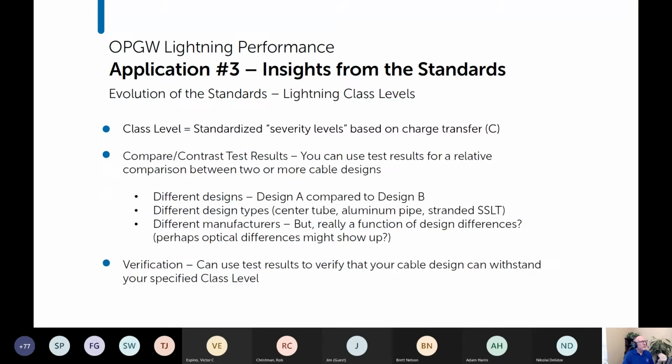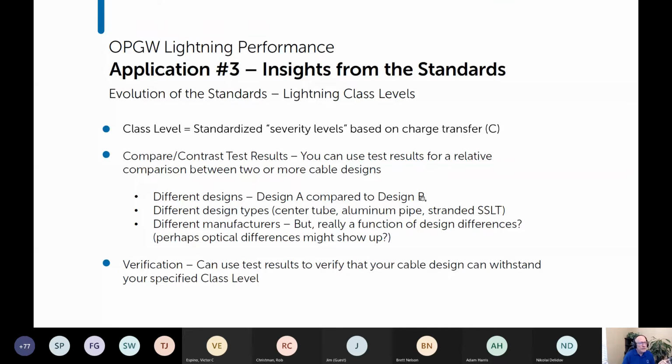The standards, both the IEC and the IEEE, added the concept of lightning class levels. And a class level is intended to be a standardized severity level based on that charge transfer in coulombs. The reason for that is that it allows you to compare and contrast test results. So you can get a relative comparison between 2 or more cable designs. So you can directly compare 2 designs, design A compared to design B.